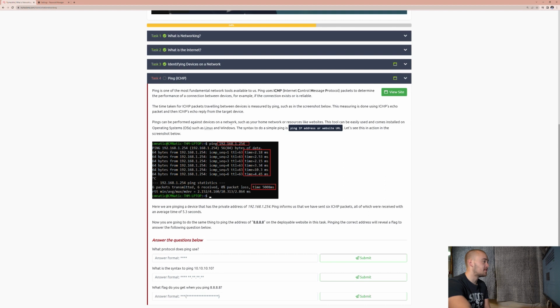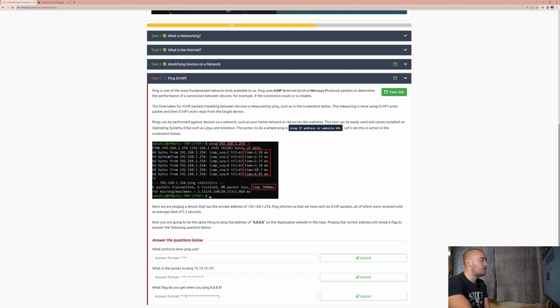Pings can be performed against devices on a network, such as your home network or resources like websites. This tool can easily be used and comes installed on operating systems such as Linux and Windows. The syntax to do a simple ping is ping IP address or website URL. Let's see this action in the screenshot below. So right here you have a user pinging the IP address of 192.168.1.254.